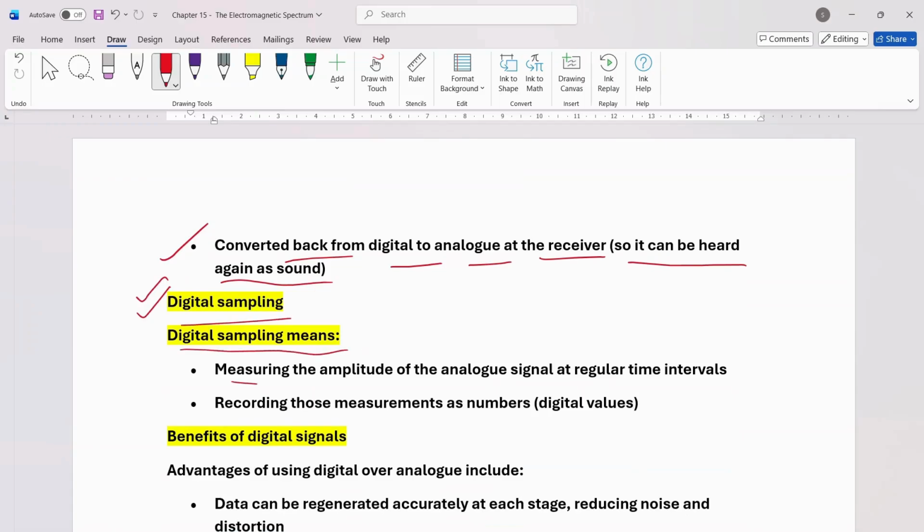Now let's talk about digital sampling. Digital sampling means measuring the amplitude of the analog signal at regular time intervals and recording those measurements as numbers, digital values. Benefits of digital signals.